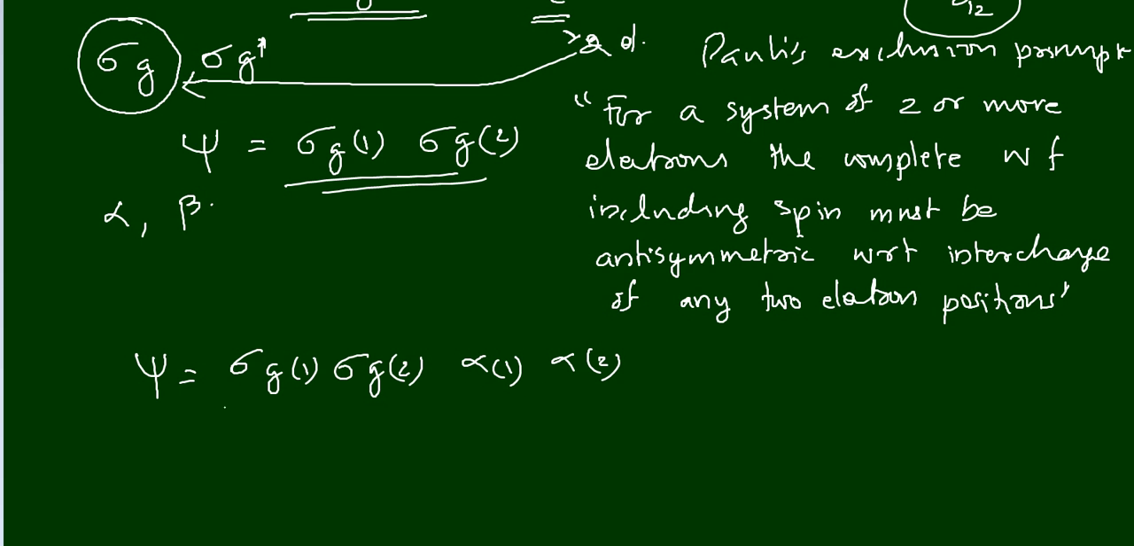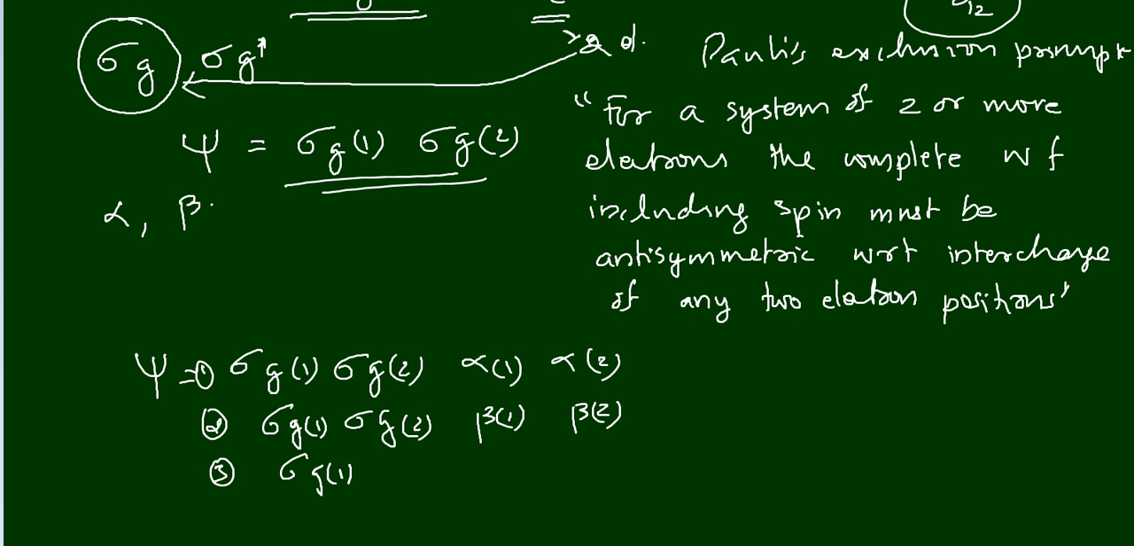This is the first possibility. The second possibility is sigma g1, sigma g2 where electron 1 and electron 2 both have a beta spin state, so beta 1, beta 2. And the third possibility is sigma g1, sigma g2, where the first one has alpha spin and the second one has beta spin. So alpha 1, beta 2.